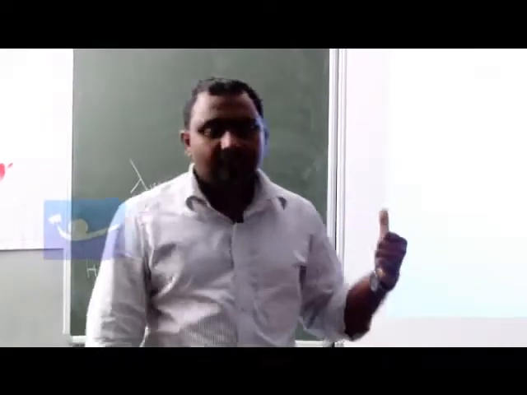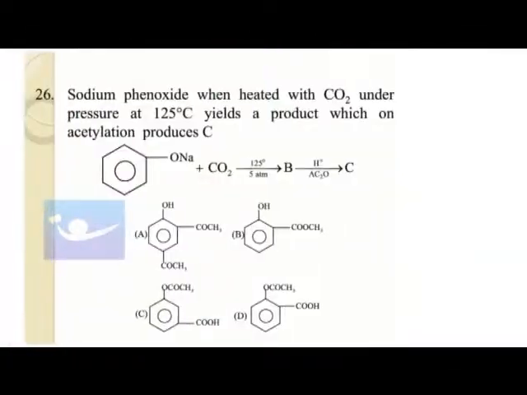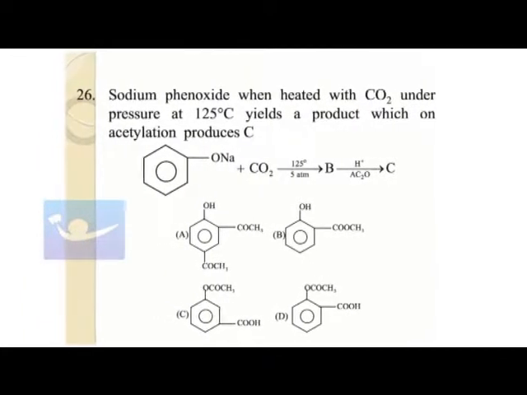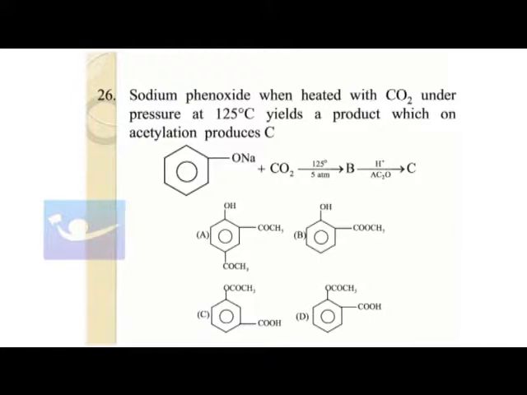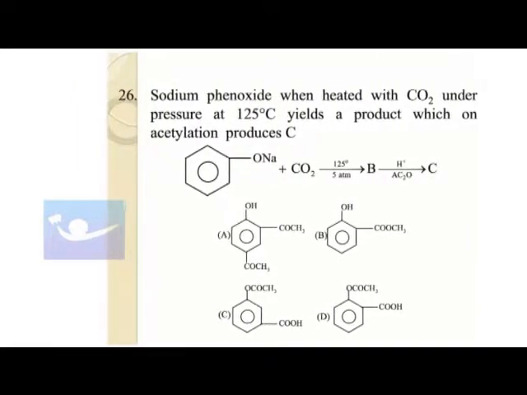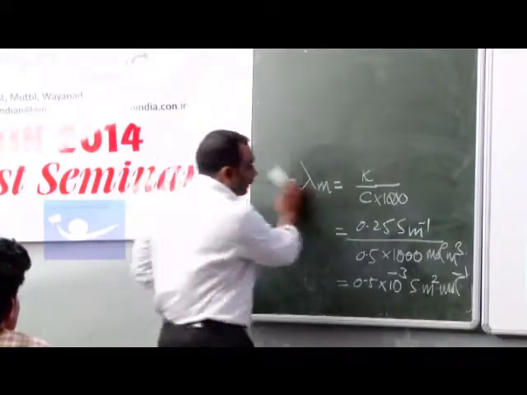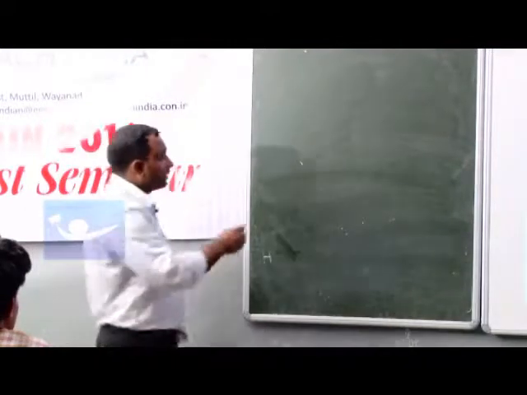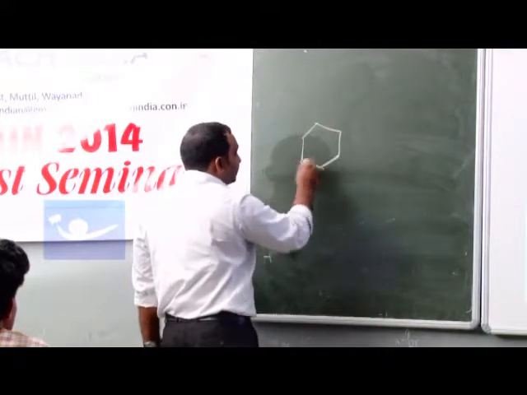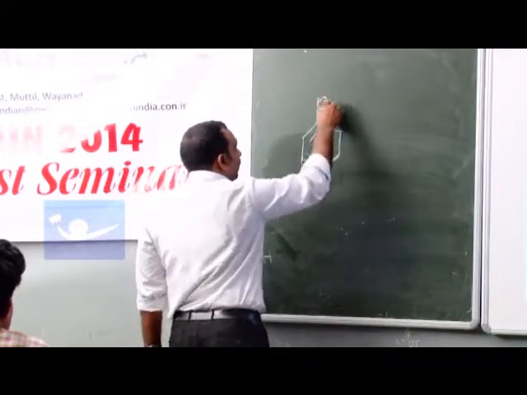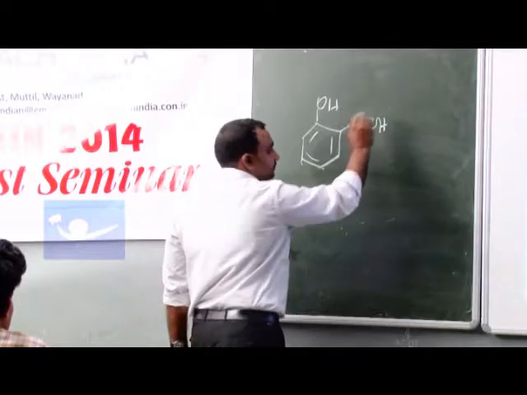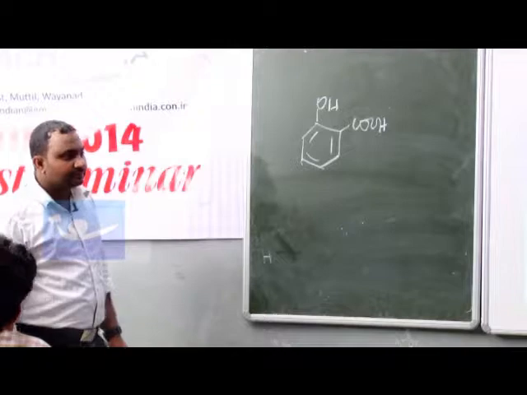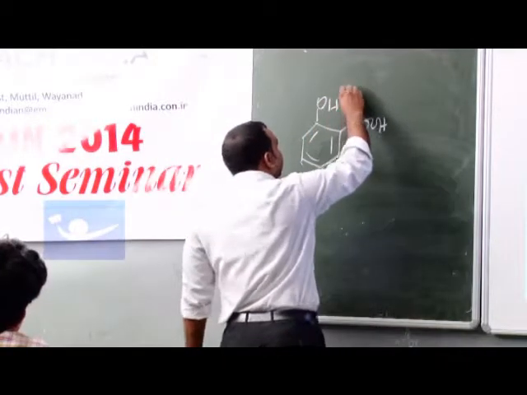This question is on a name reaction called Kolbe's reaction, right? So, when phenoxide, they say that phenol is treated with sodium hydroxide. When it is treated with sodium hydroxide, what will be the product? Kolbe's reaction will happen. You will get OH, COOH, right? If you go for acetylation of this reaction, acetylation will happen.